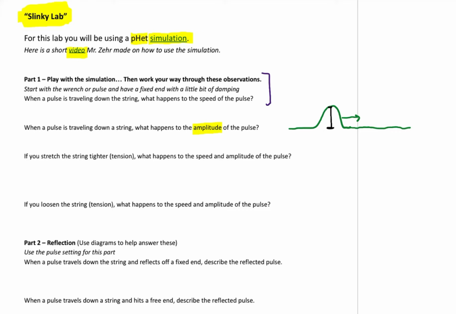Or if you created a wave by shaking it the other way, then the amplitude would be from that resting position when there's no wave all the way down to the very, very bottom. That's what amplitude is. It's basically the maximum height of the wave measured from that resting spot.